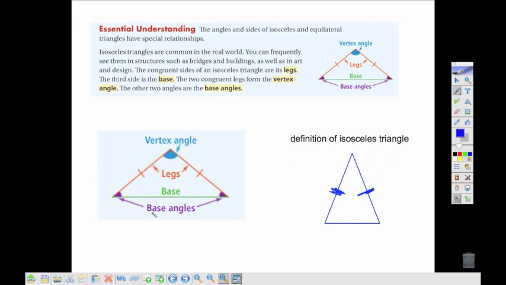Some of the other vocabulary that will go with this then is the base, which will be the side that is not one of the congruent sides. The congruent sides are called legs. Then we also have the base angles going with the base and the vertex angle between the legs.